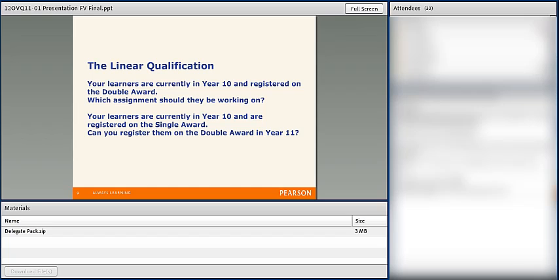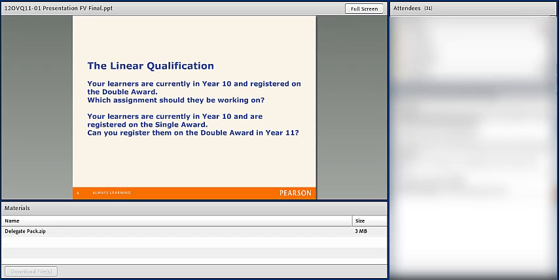If they're registered on the double award, then you're going to be cashing that qualification in for them in June 2014. And so therefore, for Unit 2, they need to work on the assignment that will not be released until September 2013, because they have to present everything at the end of their qualification when they are cashing in. So if your students are in year 10 and registered on the double award, they cannot start the assignment for Unit 2 until September 13.